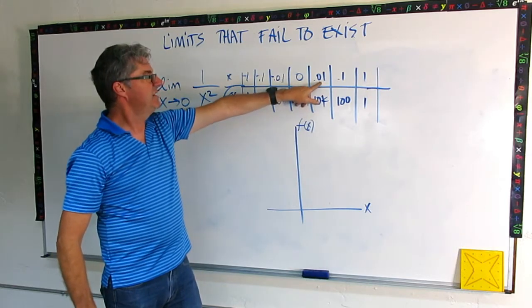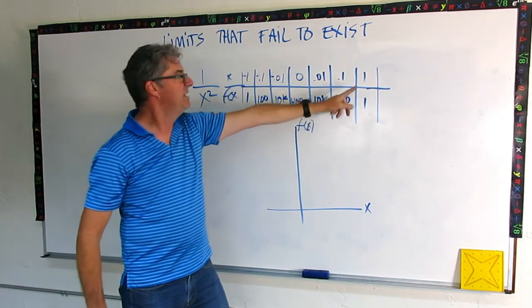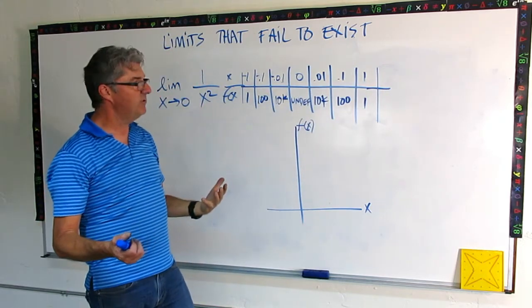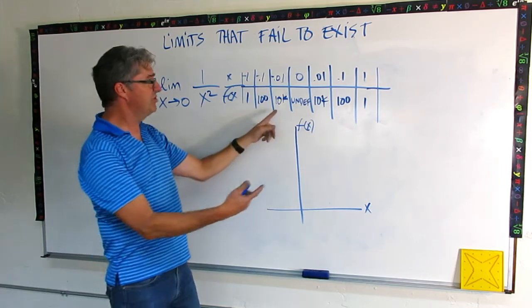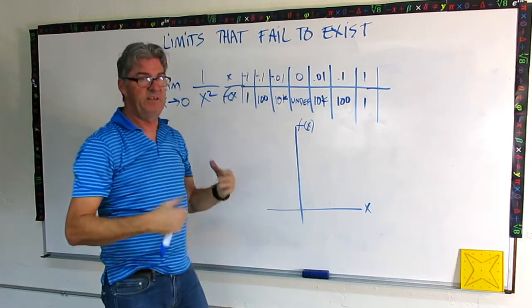So when x is 0.01, f of x is 10,000. When it's 0.1, f of x is 100. And when it's 1, f of x is 1. So you can see from our table that we're not approaching any number. We're just getting bigger and bigger and bigger.